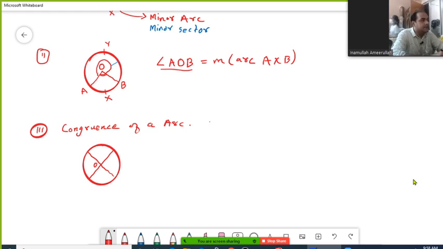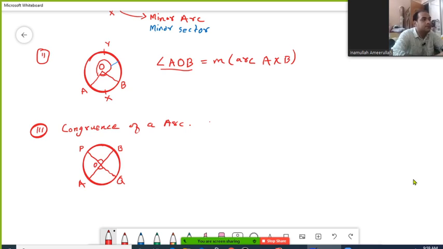O is center of the circle, AB and PQ are two chords or two diameters of the circle which intersect each other at point O. So this way we can say angle POB, this angle is equal with angle AOQ.